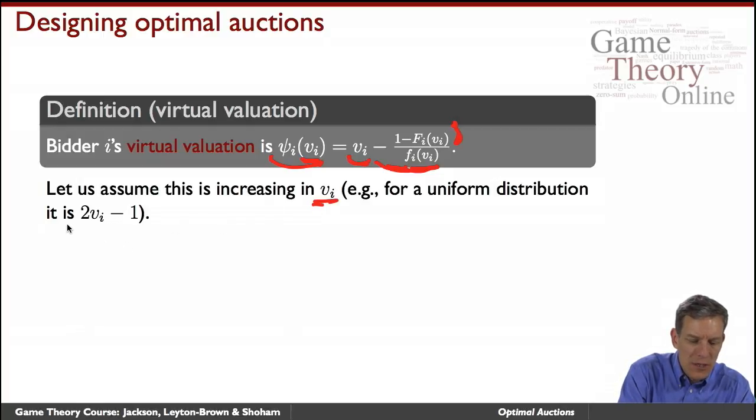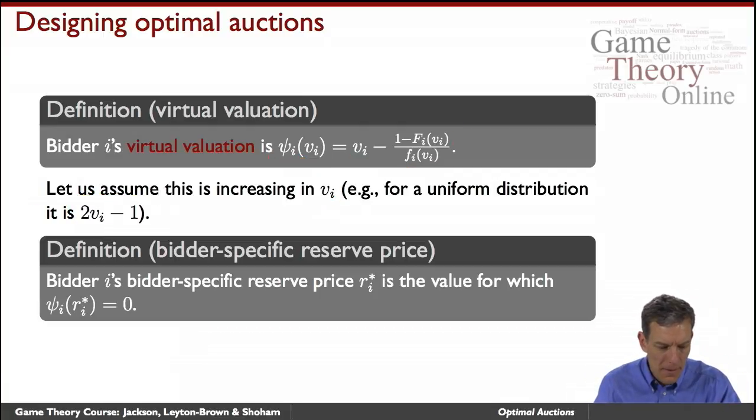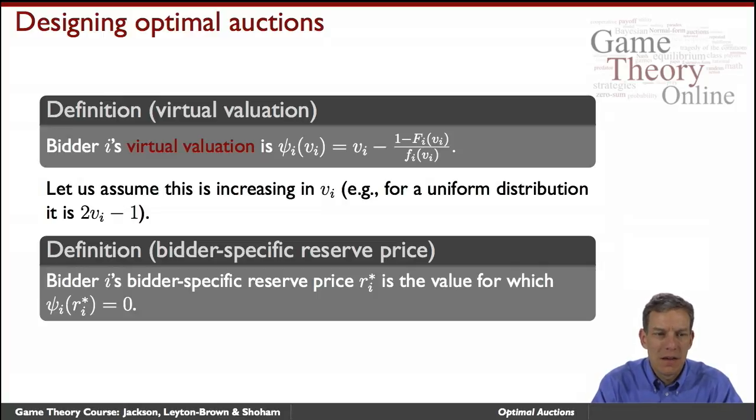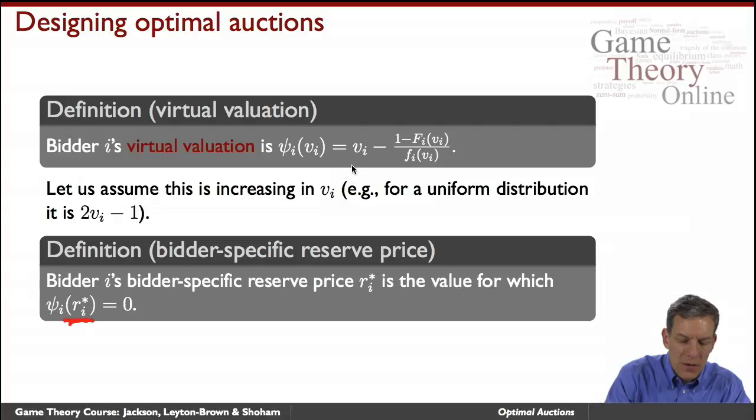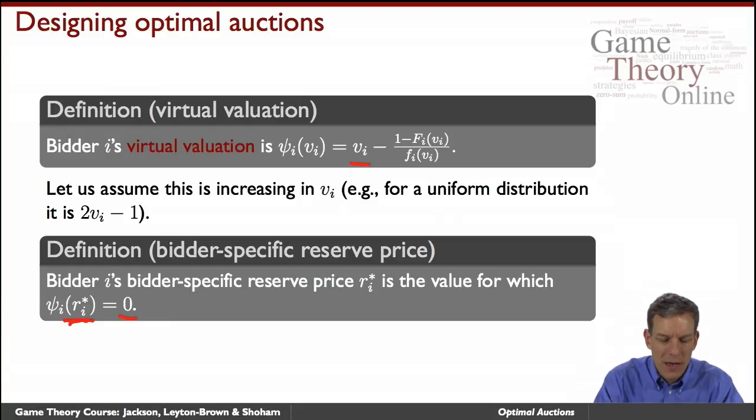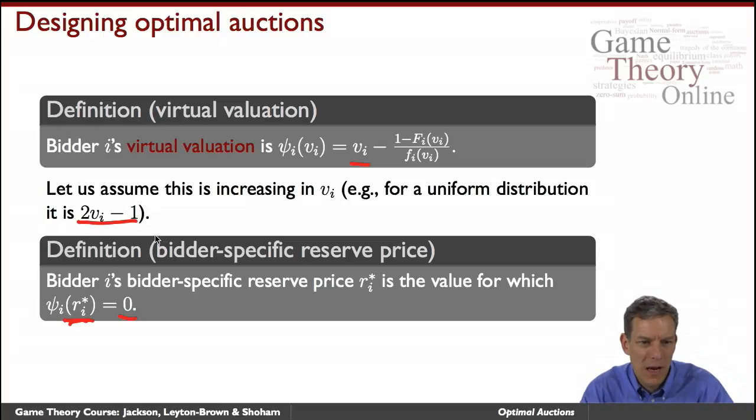If you check out this virtual valuation, in the case of a uniform distribution, it turns out to be 2 VI minus 1, so indeed increasing in VI. The way in which we'll set reserve prices is to pick the reserve price to be the level of VI at which the virtual valuation would be exactly equal to 0. Okay, so if you find a value of VI at which this is exactly equal to 0, we'll call that the bidder-specific reserve price. And in particular, if you plug back in the uniform distribution, now you're getting 2 VI minus 1. The value at which that happens to be 0 is 1/2, right? So you would set the individual reserve price at 1/2.